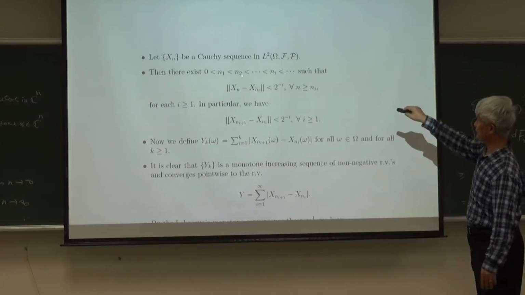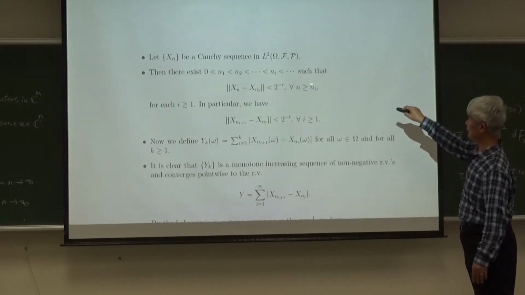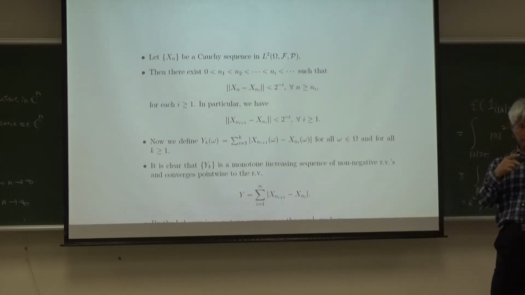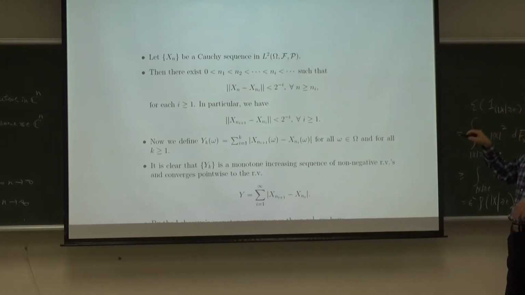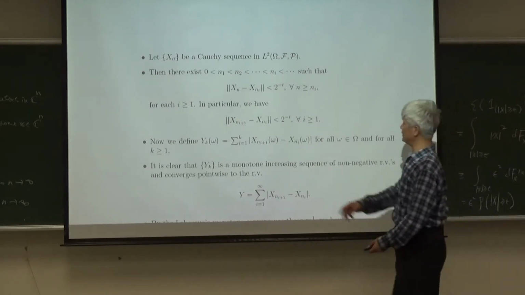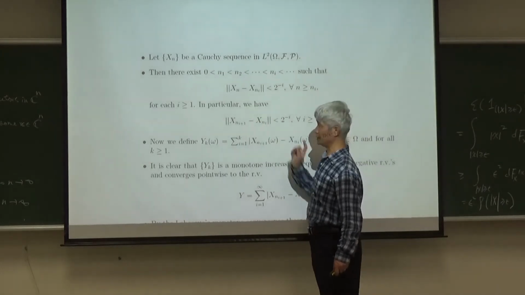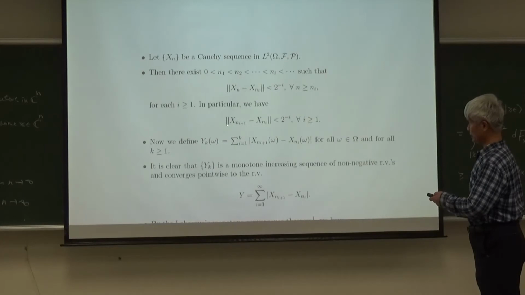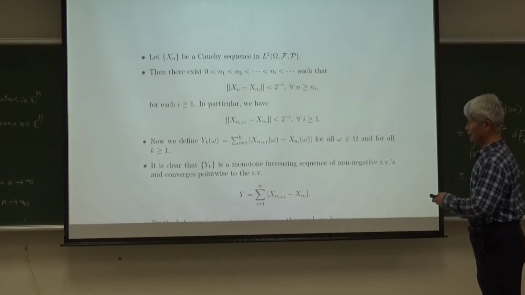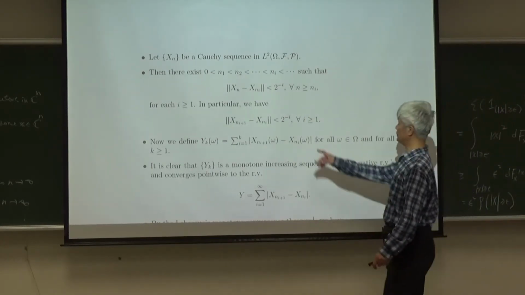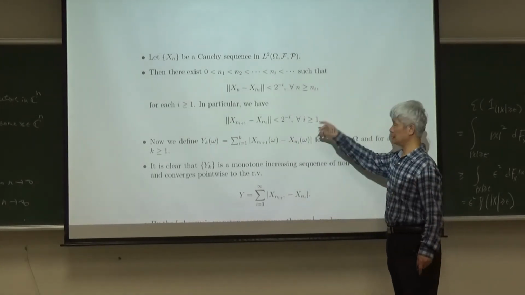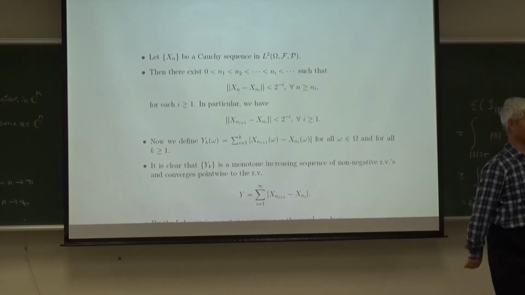So with these subsequences, the distances decay exponentially. In particular, we have this construction: x_{n_{i+1}} minus x_{n_i} has distance less than 2 to the minus i. 2 to the minus i is very small if i is big, because it decays exponentially.